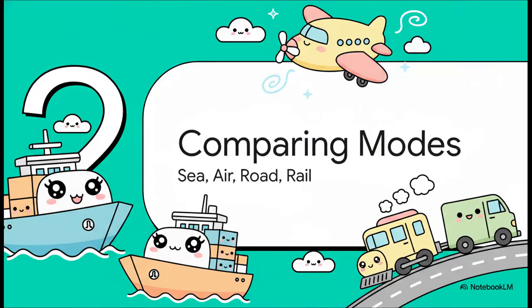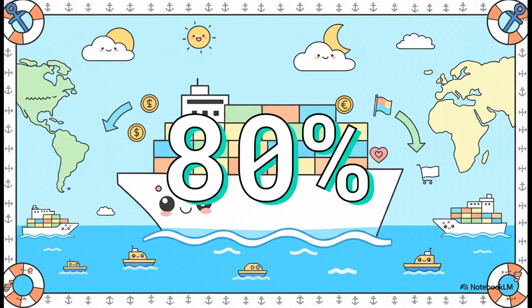Moving right along to Section 2, comparing transport modes, we're going to look at the differences between the slow giants of the sea and the swift birds of the air. It is genuinely staggering to realize that a massive 80% of all international cargo volume moves across the oceans. 80%. So why is that? It boils down to extremely low freight costs. And those incredibly low costs feed directly into how competitive a country is on the global stage.